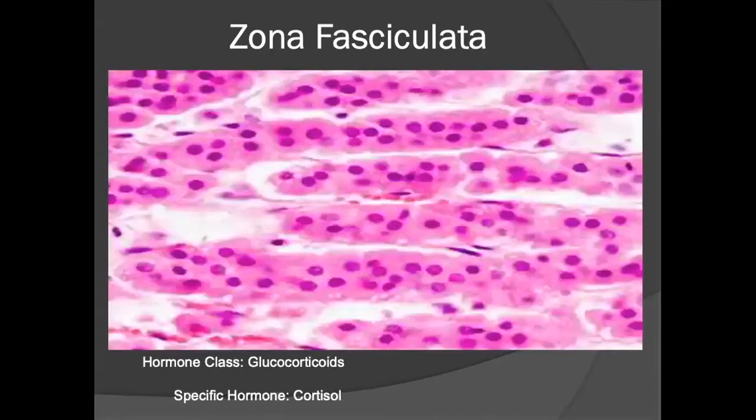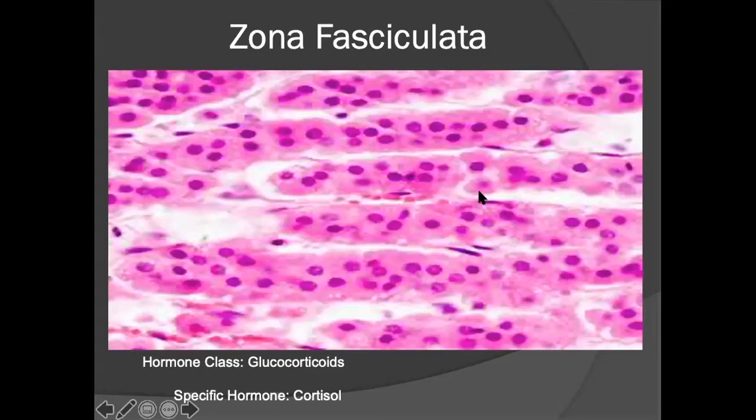All right, the next layer is the zona fasciculata. Now, again, whoever was naming this, we had to read their journals in medical school and it was extremely boring. But what they did was they described this section as looking like the fascicles of a muscle. And that's why they named this zone the zona fasciculata.